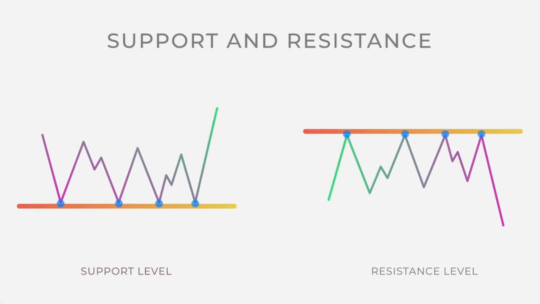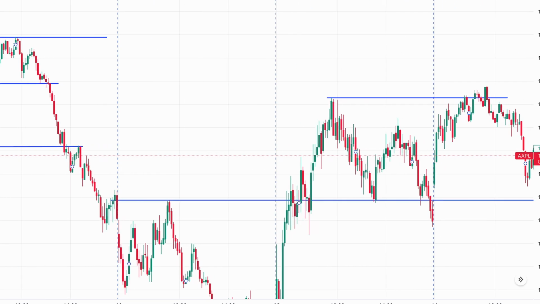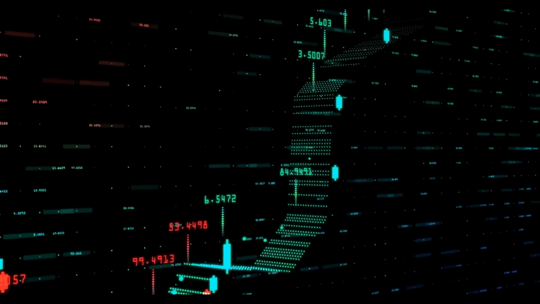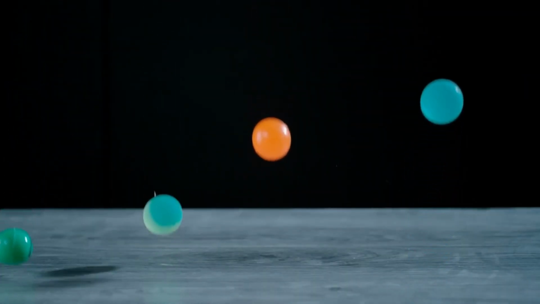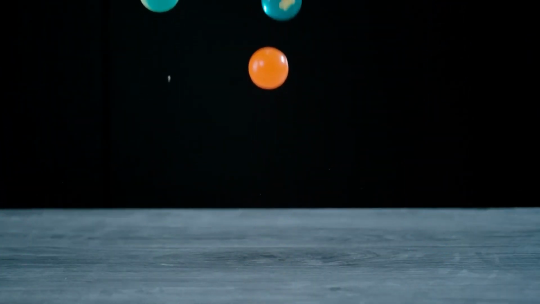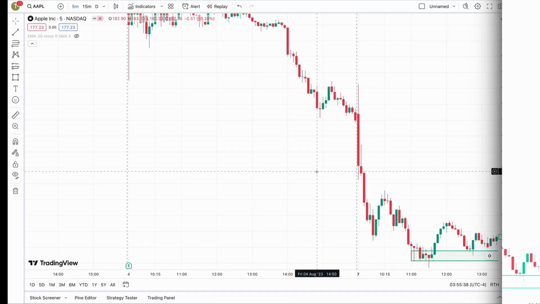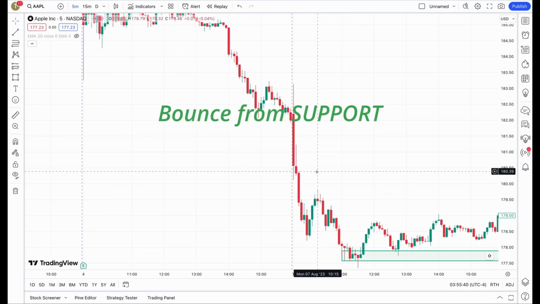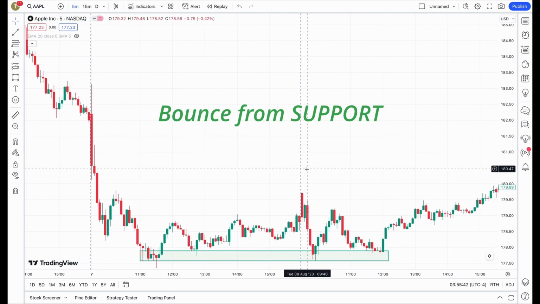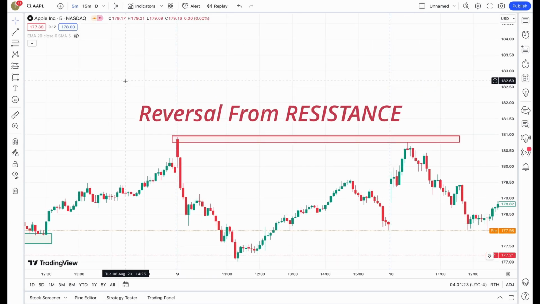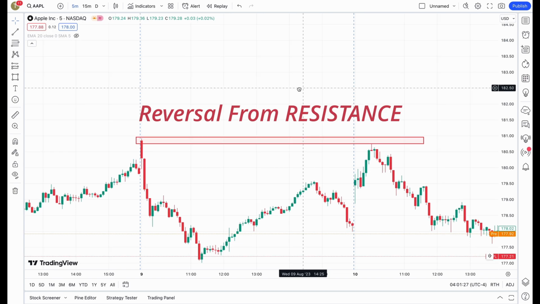Support and resistance levels are critical price points on a chart where the forces of supply and demand change significantly. Imagine a rubber ball bouncing off the floor. Each time it hits the ground, it springs back up. Similarly, in the trading world, when the price of an asset hits a support level, it tends to bounce back. And when it reaches a resistance level, it's more likely to reverse its upward trajectory.